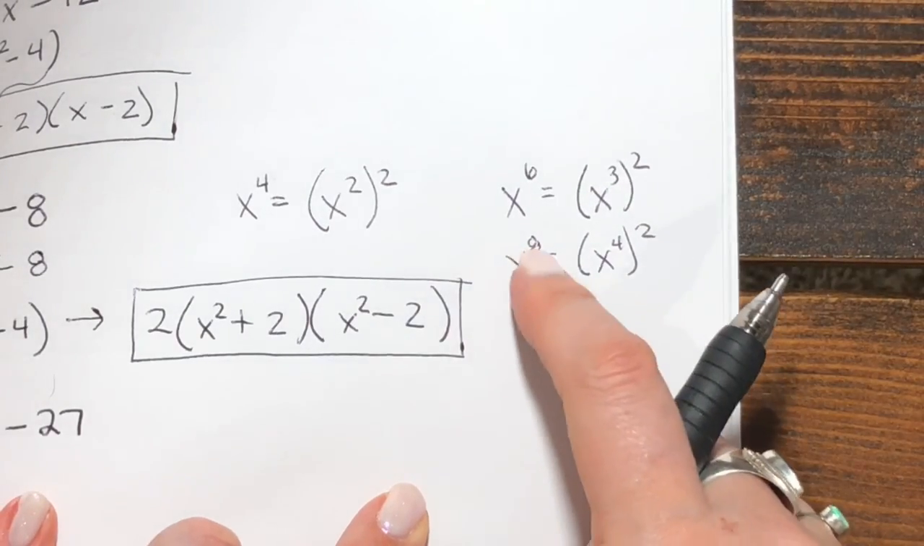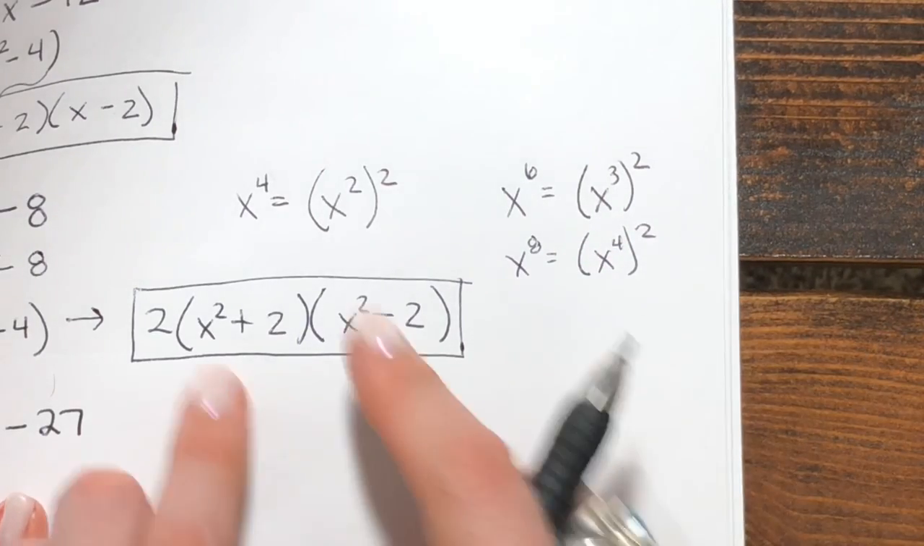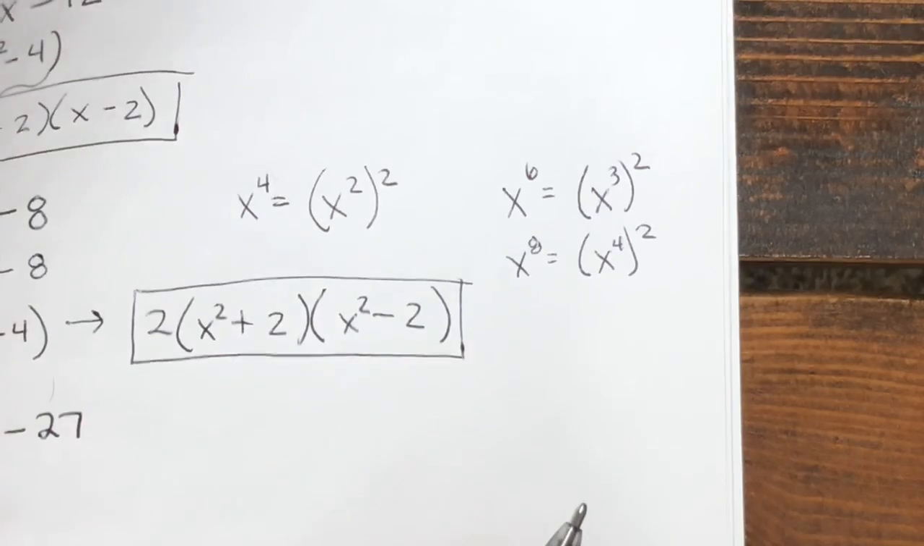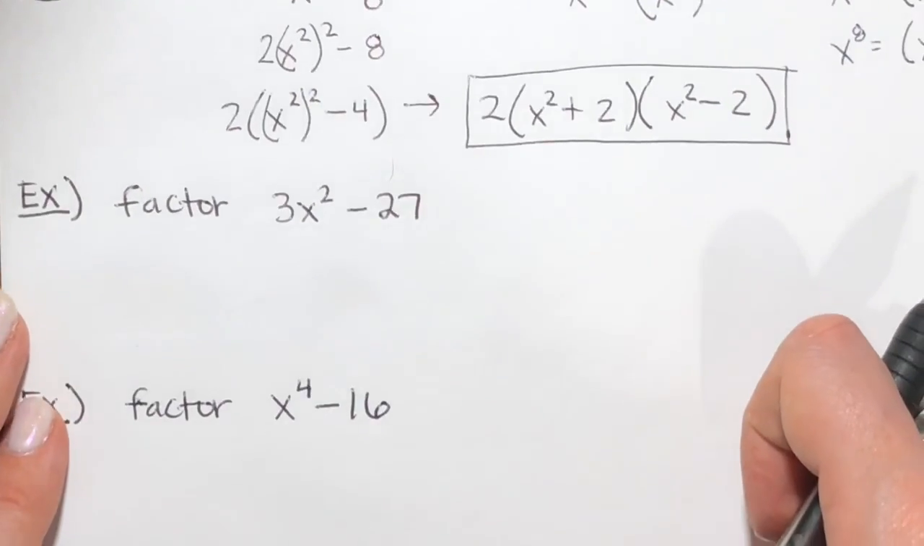So as long as it's divisible by 2, whatever this number is divided by 2 is going to go on the inside, and that will be what you can write at the front of your equation. So a little practice there. Let's look at another one.